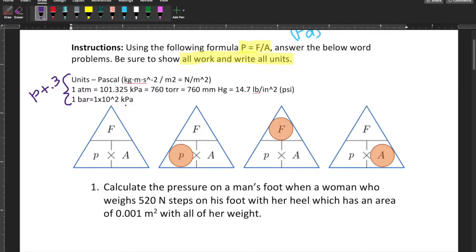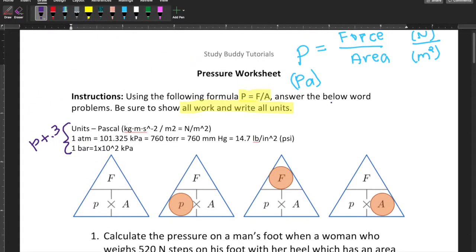Okay. So you see these triangles here, right? Either you're familiar with these triangles or you're not. What this basically means is it's just a more visual representation of this equation: pressure is equal to force over area. This is a quick way to remember how to calculate either pressure, force, or area using the other 2 values.